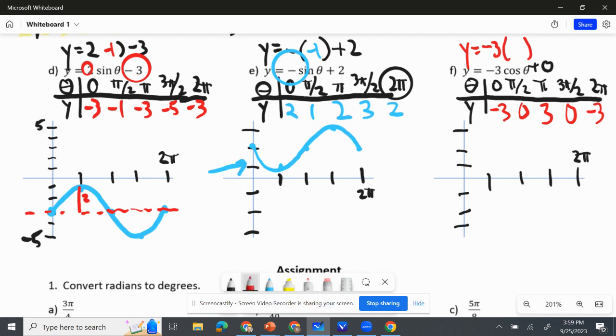So when we're plotting this, what we notice is that 0, -3 to 0 to +3 to 0, and then down to -3. And then what we're doing is we're drawing our cosine curve. Notice it's going the opposite direction because it's negative.